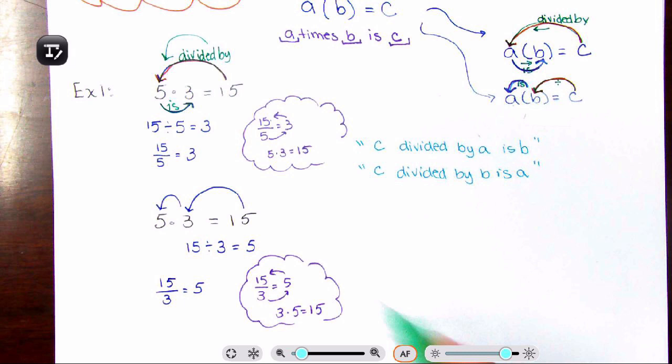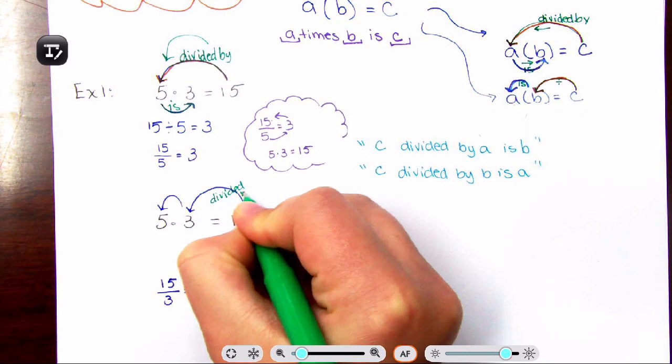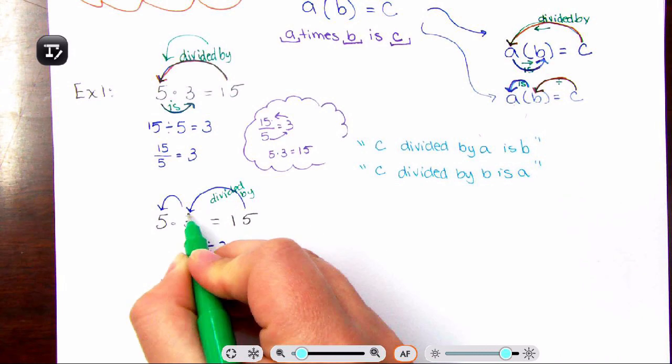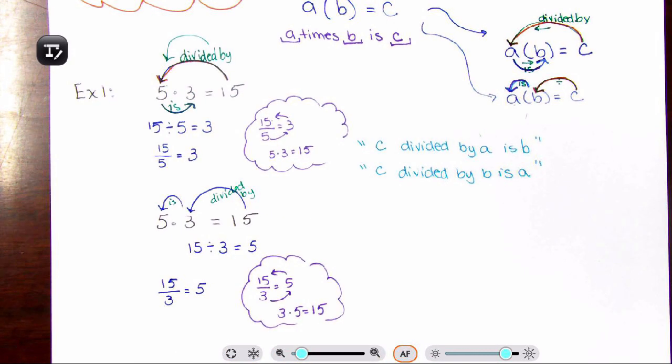Now let's do another one. 15 divided by 3 is 5. So you go from your product. Product is just a fancy way of saying your answer after the numbers have been multiplied. So you take your product, you divide it by one of the numbers that you've multiplied, and then the remaining number is your answer. Let's do some examples.